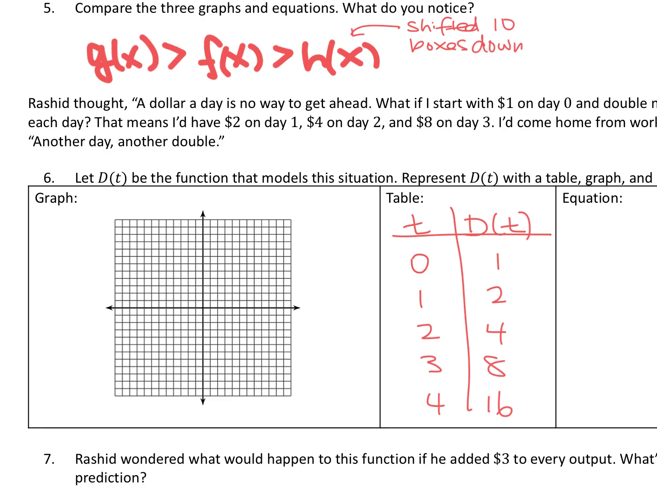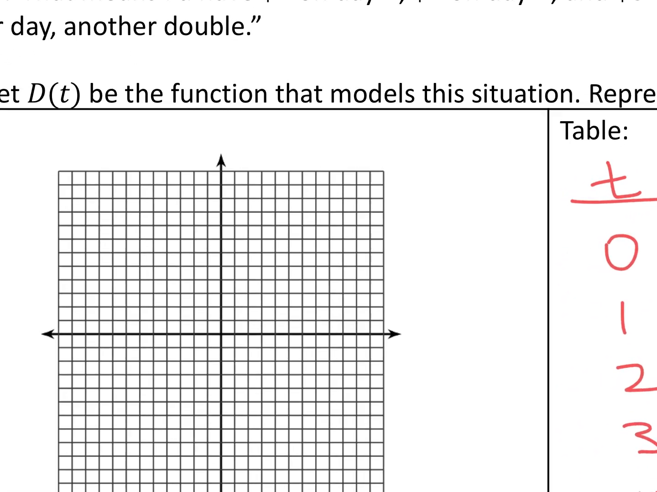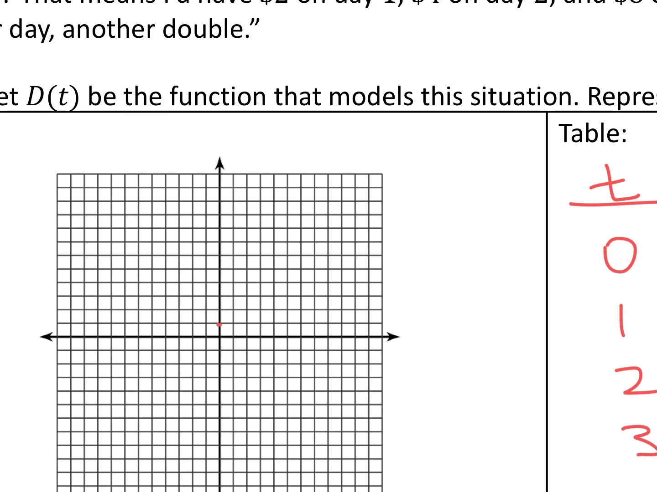So when we graph this, let me zoom in a little bit here. So our starting value, day 0, was $1. And then on day 1, we're at $2. Day 2, we're at $4. Day 3, at 8. Okay, so that looks like a curve this time.